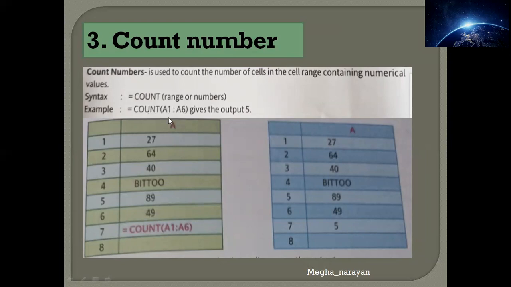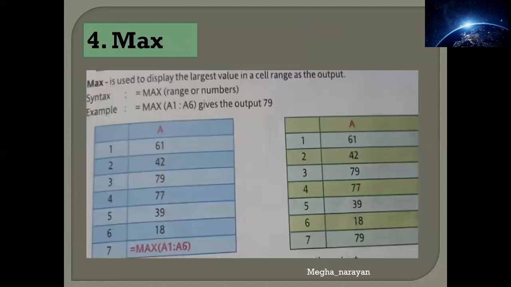Fine. Moving towards the fourth function, max, which is used to display the largest value in the cell range. Same, the name of the function is max, and you are considering the entire range from A1 to A6. It will just find out which one is the maximum and will directly get you the output the same way. In this example given on the screen, the maximum value is 79. So you can see here the value directly has been printed after using this formula, which is 79.